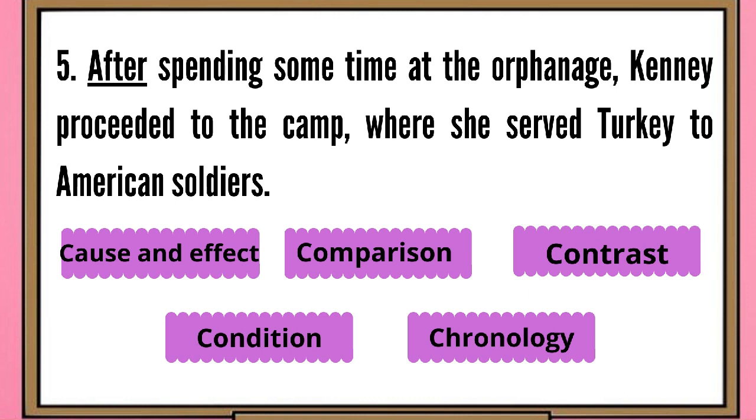Number 5. After spending some time at the orphanage, Kenny proceeded to the camp where she served turkey to American soldiers. The conjunction here is after. What do you think is the purpose of this subordinating conjunction? Awesome! The purpose is chronology. After is used to express an order or chronology of two events. Kenny spending time at the orphanage and Kenny spending time with the soldiers.